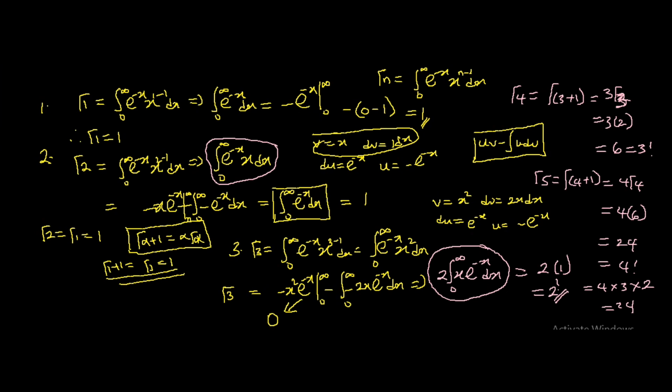Now there's also one thing I want you to know, that gamma n will also be equal to n minus 1 factorial. So there are two expressions for this formula. Let's compare these two formulas with gamma 5. You have gamma 5 here. So gamma 5 is going to be equal to 5 minus 1 factorial.